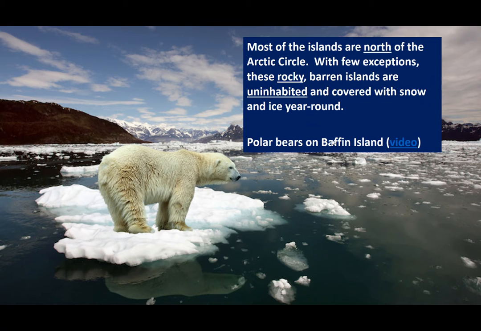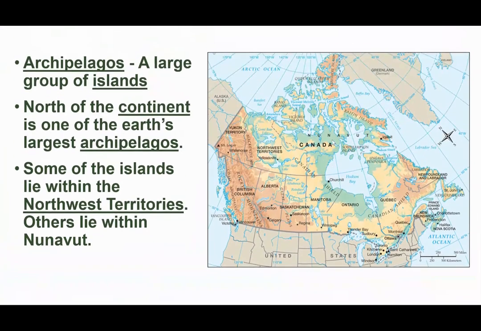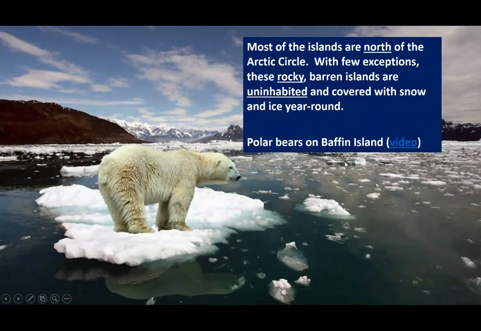Most of the islands are north of the Arctic Circle. Let me back up so you can see that. Here's the Arctic Circle again, right here. So most of the islands are north of that Arctic Circle. And with few exceptions, they're rocky, barren islands and they're uninhabited. Not a lot of people living up there. And as you can see here, they're covered with snow and ice year round.